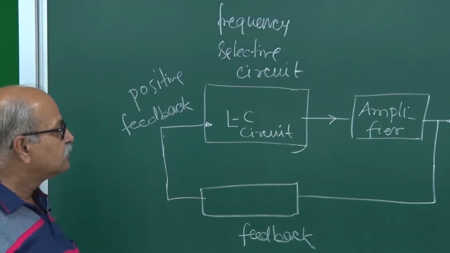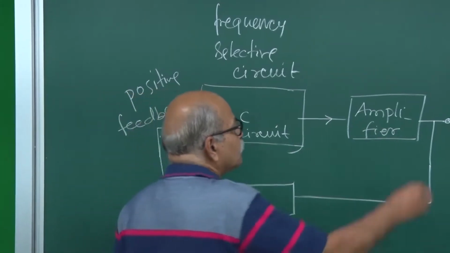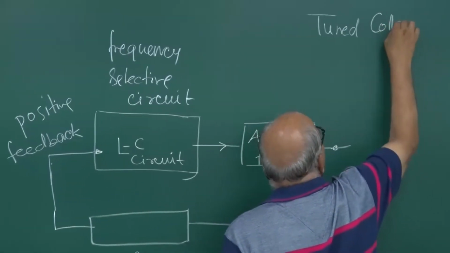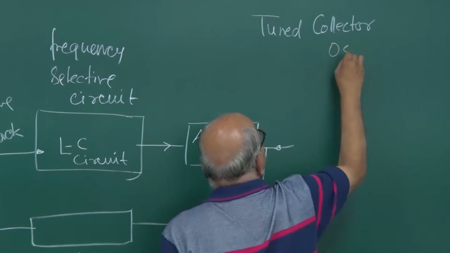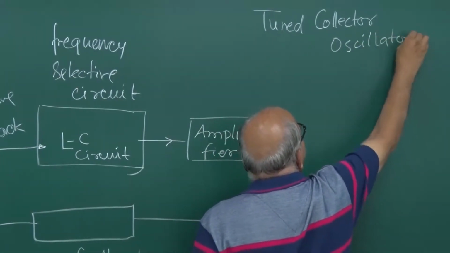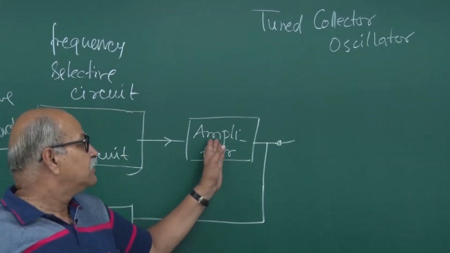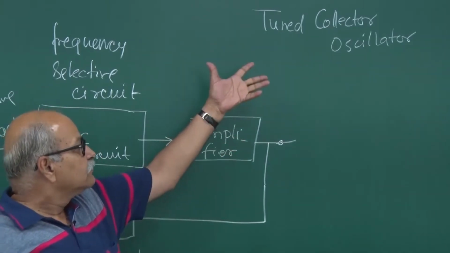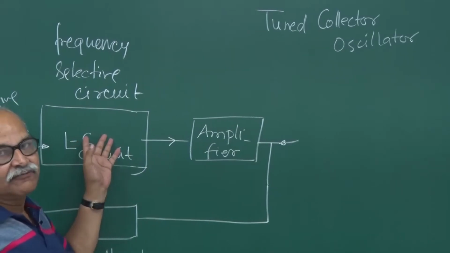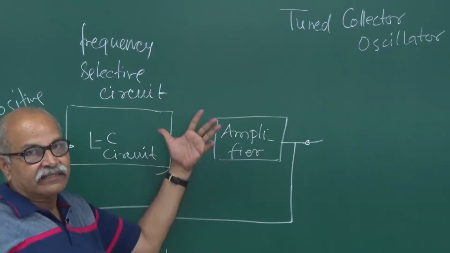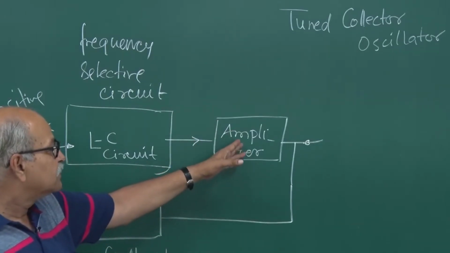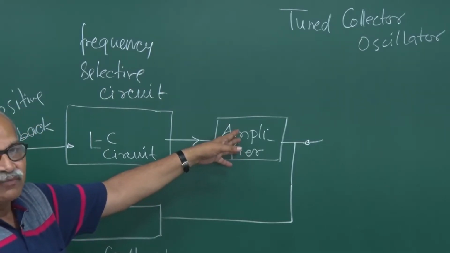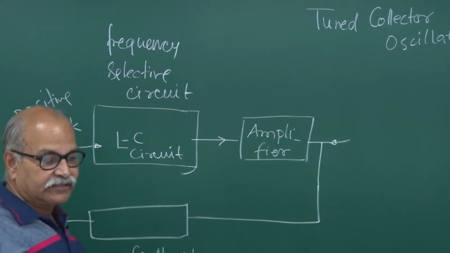We will be describing one or two. The first one is called tuned collector oscillator. In the amplifier you have a base, emitter and collector, and it is the collector which is connected to this tuned circuit, and therefore, it is known as tuned collector oscillator. So, let me revise a little bit of this amplifier, how we use a transistor as an amplifier in common emitter mode, and then we will see how to put these things together.